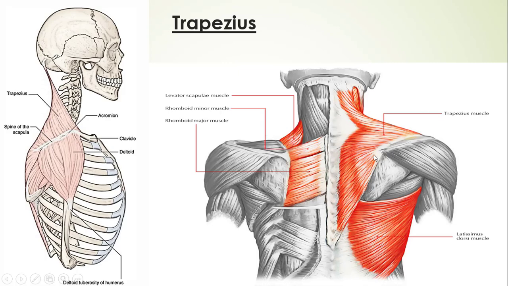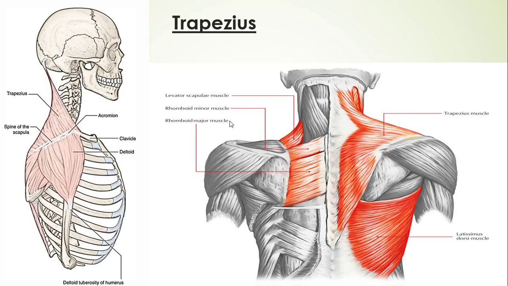The lower fibers depress the scapula. Middle fibers adduct the scapula. Upper fibers elevate, lower fibers depress, middle fibers adduct. They assist in rotating the lateral aspect of the scapula upwards when you raise your arm above your head. So that's the shape and position.